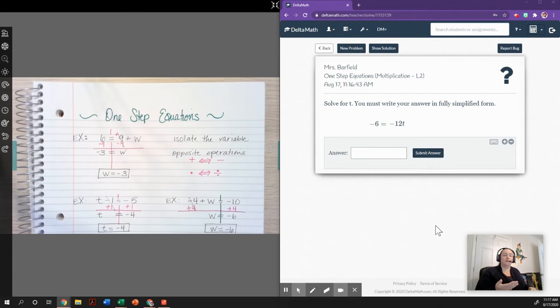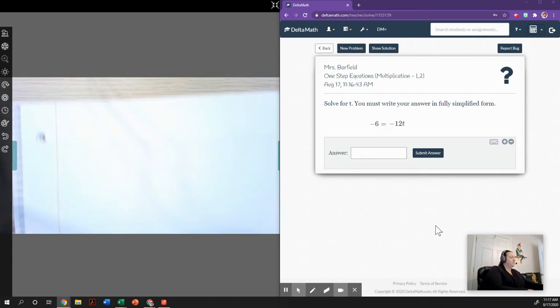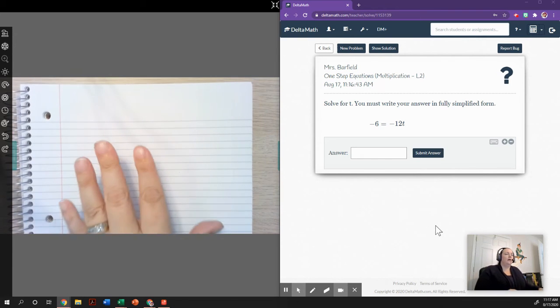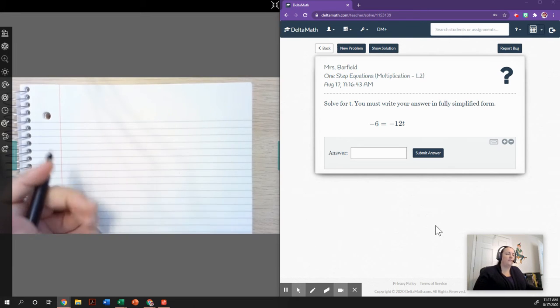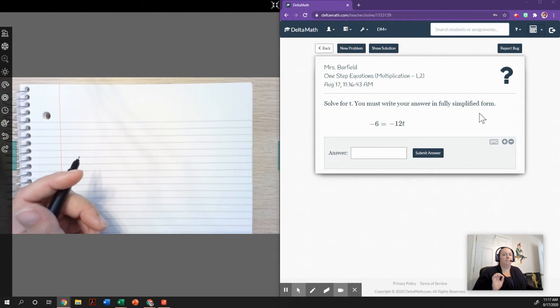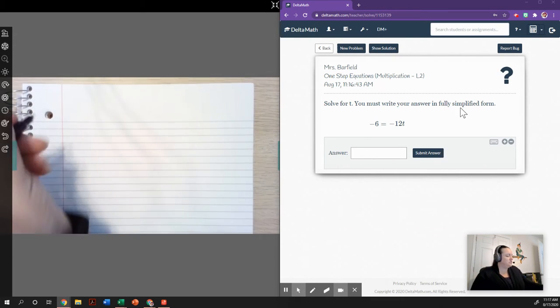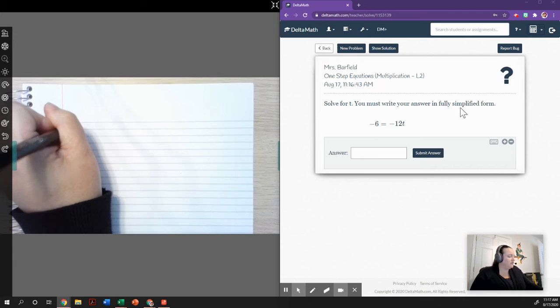All right, you guys. So we're going to continue on with one-step equations. If I bring up a new sheet of paper, it says solve for t. You must write your answer in fully simplified form. When I see that, that's a big hint that possibly I might have to do an extra step, and I think that has to do with the fact that I might encounter fractions. You have to learn to take hints from the directions that you've been given. They'll sometimes lead you to the correct answer without actually giving you the correct answer.